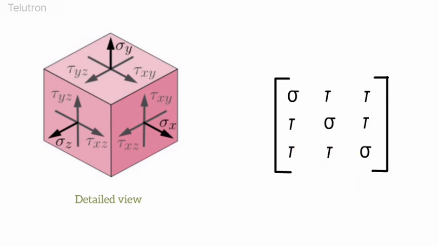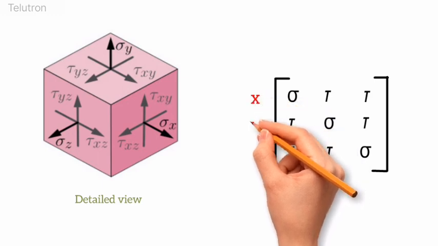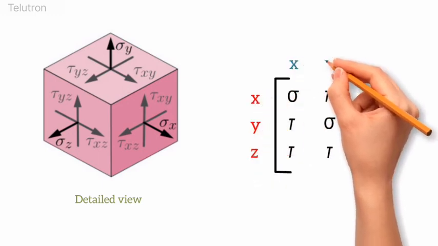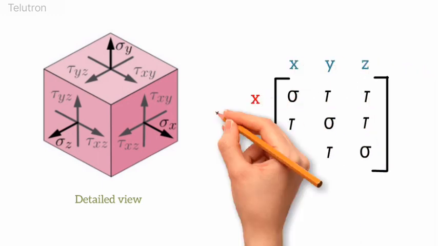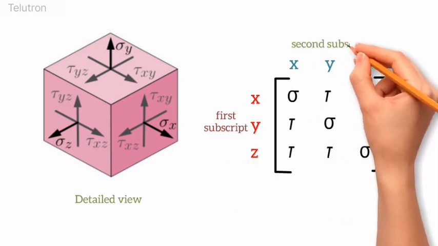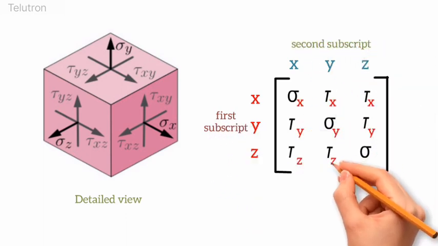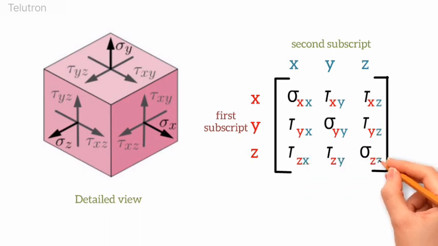For plotting the tensor, we could mark x, y, and z components row-wise and column-wise. Take the first subscript from the row and the second subscript from the column. You could plot the position of the stress in the matrix.